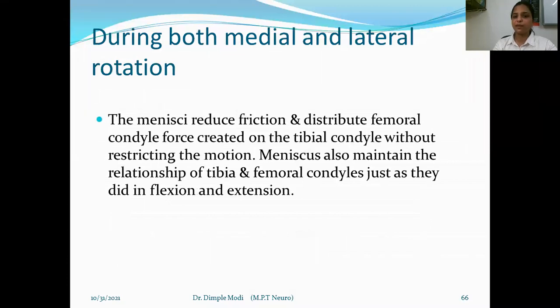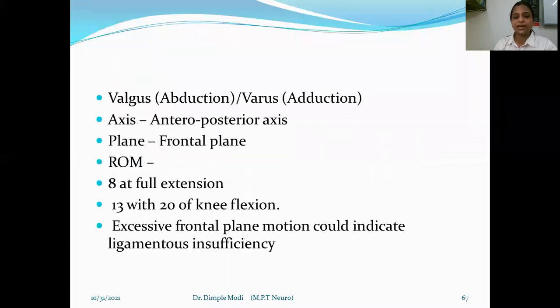So what does the meniscus do? It reduces friction and distributes the femoral condyle force created on the tibial condyle without restricting the motion. The meniscus also maintains the relationship of the tibia and the femoral condyle, just as it does in flexion and extension. Varus and valgus movement occur in the anterior posterior axis, frontal plane: 8 degrees at full extension, 20 degrees at knee flexion.